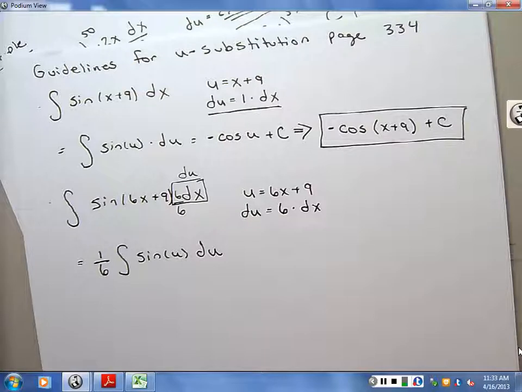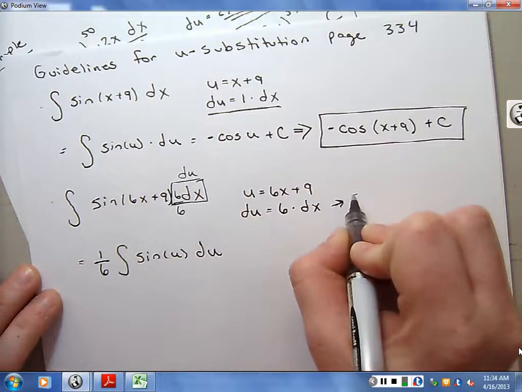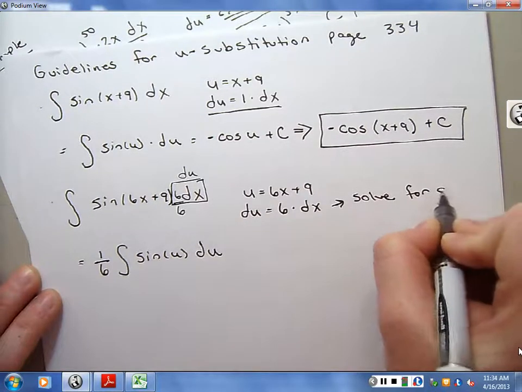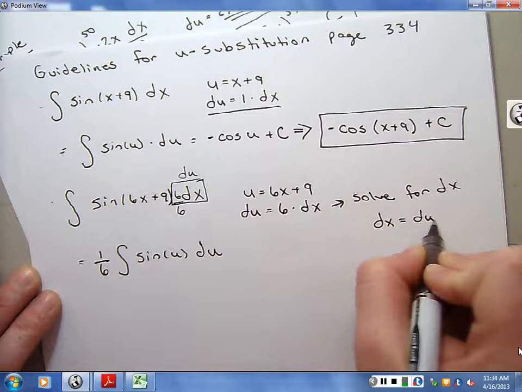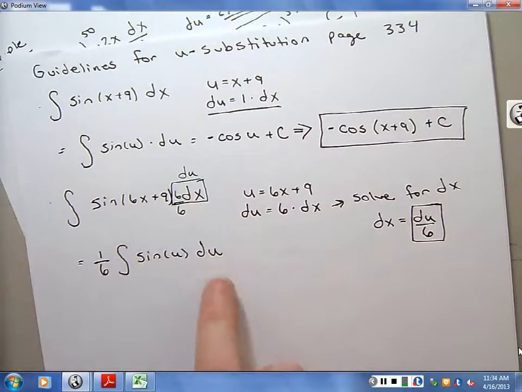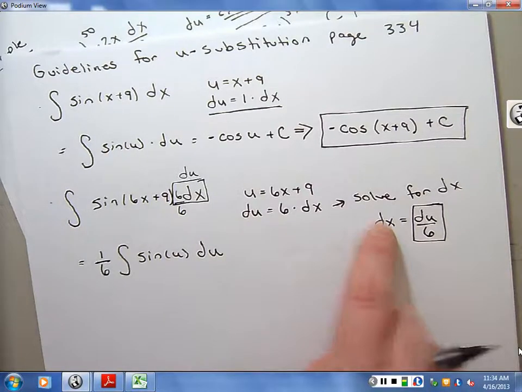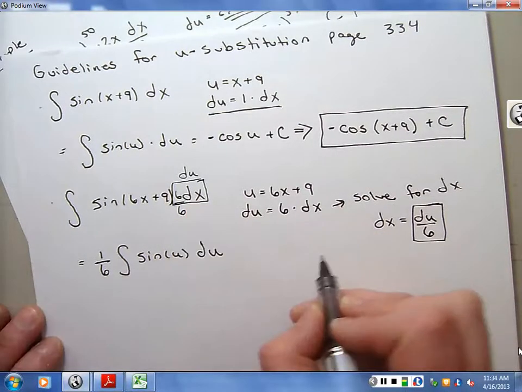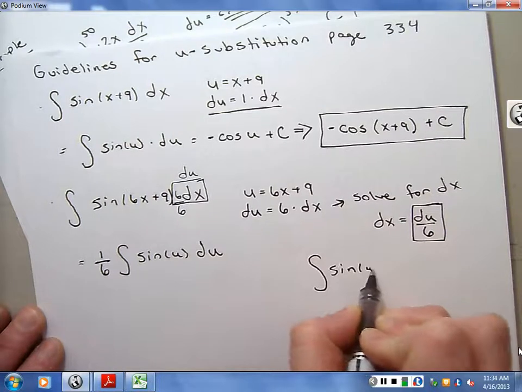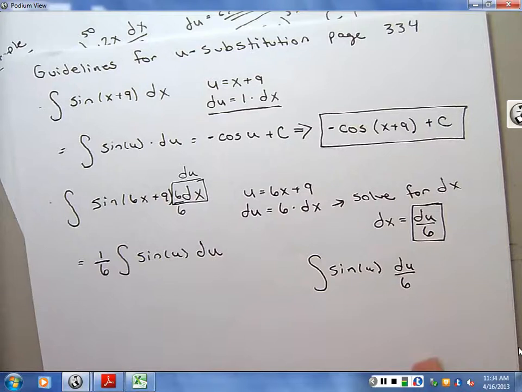Personally, I prefer the second method. The second method is to solve for dx. So if I write dx, I get du divided by 6. Then I just replace this for what dx is, and I get du over 6, and I pull that 1/6 out. Both methods will give you the same answer. So here, this is dx. If I replace what dx is, I would have the integral of sine of u times dx, but that's du over 6. So I end up with the exact same thing.